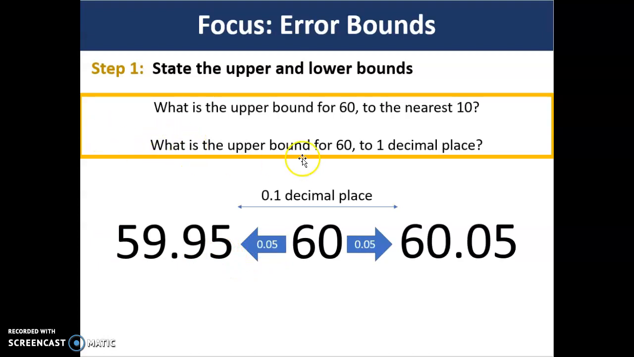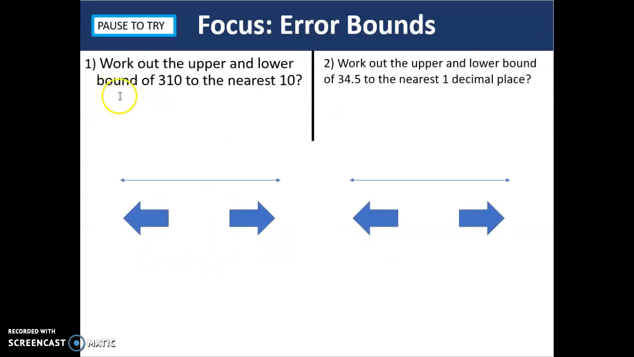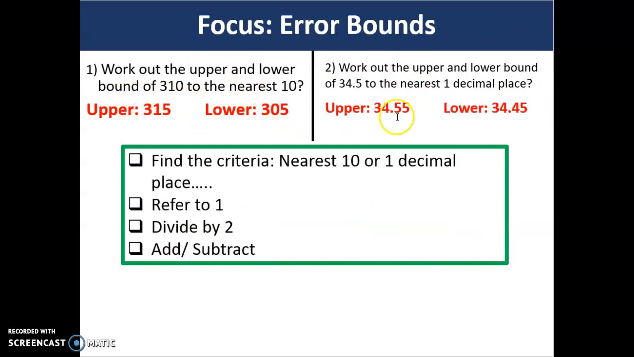Okay, so for our next one, what's the upper bound for 60 to 1 decimal place? So again, same deal right here. We take 60. Now the tricky part is there's no 1 decimal place here. So we gotta imagine to be 1, or in this case refer to the rule of 1. So imagine to be 0.1 decimal place. We take that, divide by 2, and then we add it, or we subtract it, and we get that. So pause and try for this one and see what you get. Okay, so these are the answers right here.